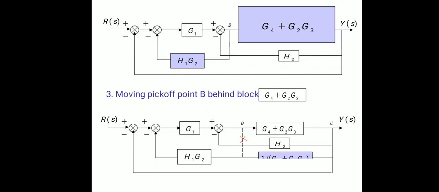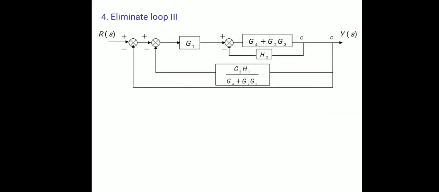What will happen is we'll have the reciprocal of the same block gain, because we are shifting the takeoff point after the block. The block gain is G4 plus G2 into G3, and its reciprocal is 1 by G4 plus G2 into G3. That will be added to the shifted takeoff branch, so it is in series with H1 G2. Okay, so this is the reduced block diagram, and we can reduce this simply.